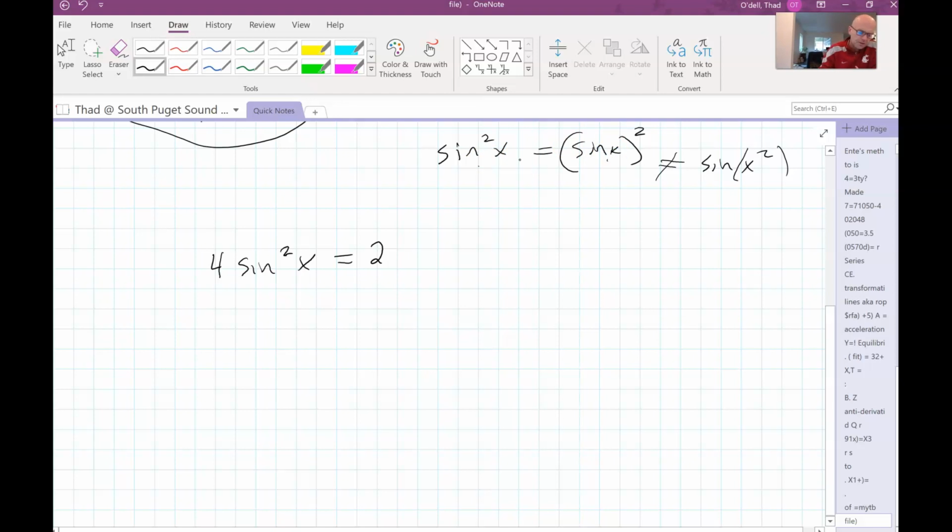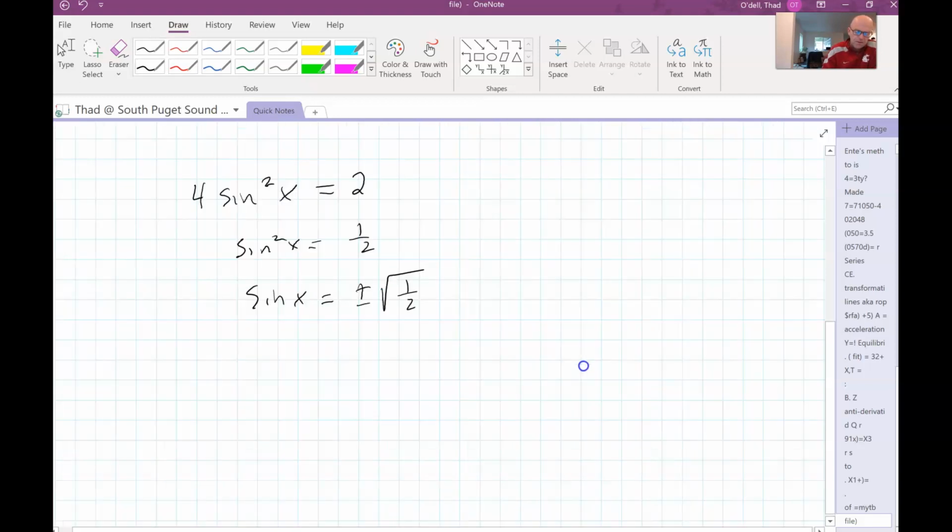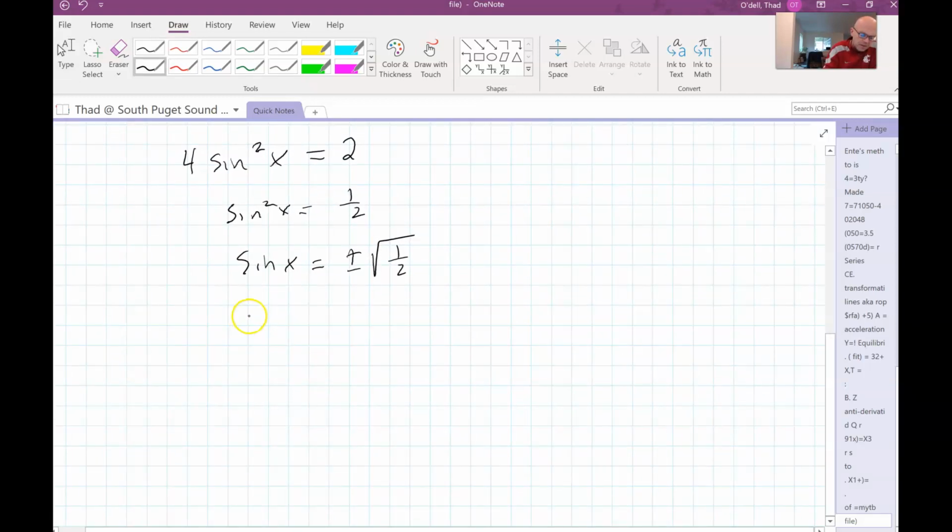So if we're going to solve this, first thing we do is divide both sides by 4. So we get sine squared x is equal to 2/4, which of course reduces to 1/2. And then, because there's a square here, we're going to square root both sides, and we get sine of x is equal to the square root of 1/2. Of course, that would be plus or minus, because anytime we square root both sides of an equation, we have to consider both the positive and the negative. And that would be sine x is equal to 1 over square root of 2, or negative 1 over the square root of 2.